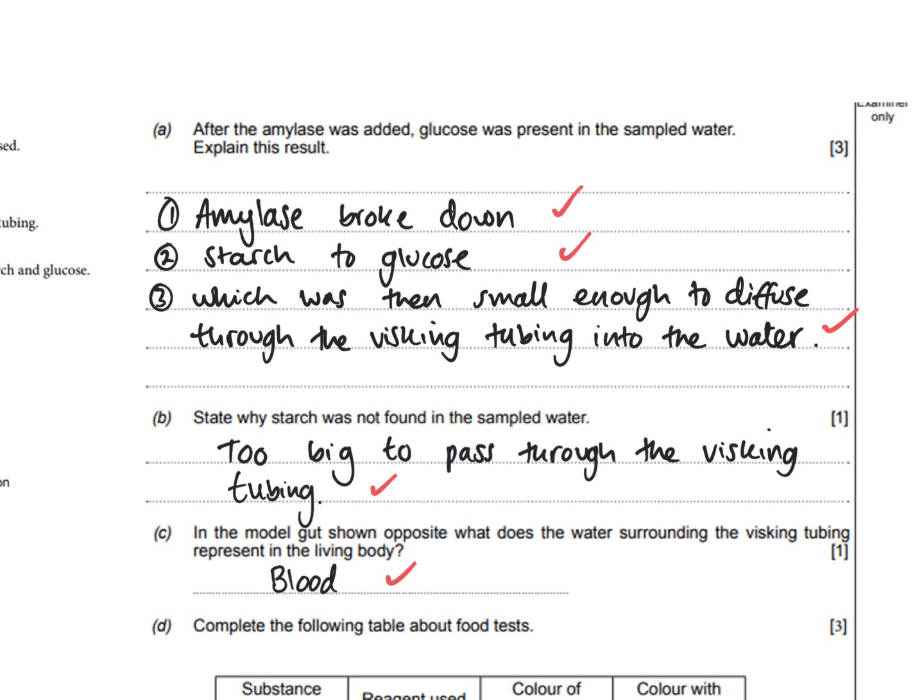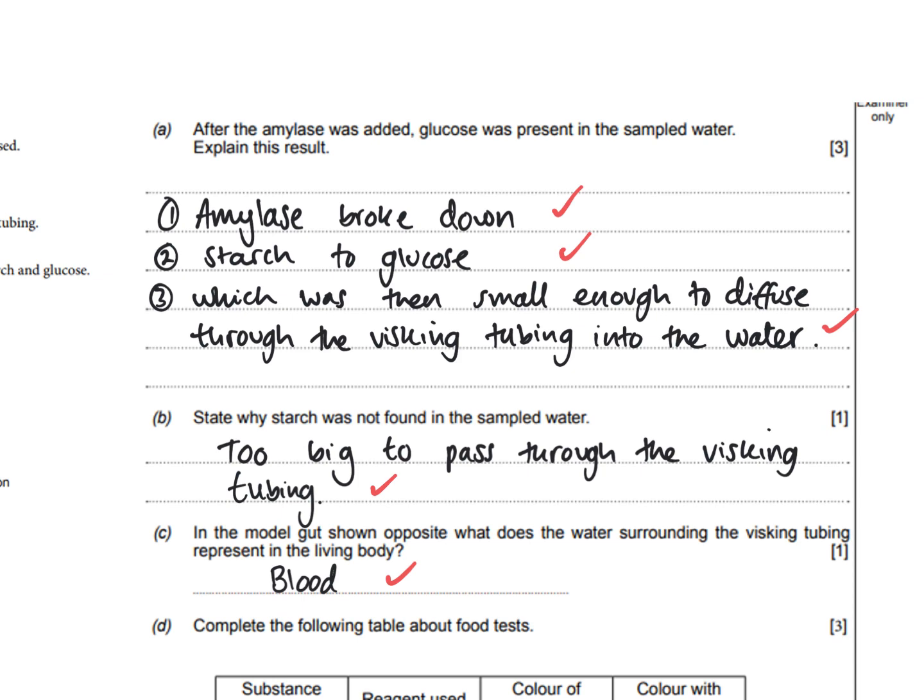Part B says state why starch was not found in the sample water, and it's to state that it's too big. Okay, so it's too big to pass through the Visking tubing. In C, this model gut shown opposite, what does the water surrounding the Visking tubing represent in the living body? And the answer is blood.